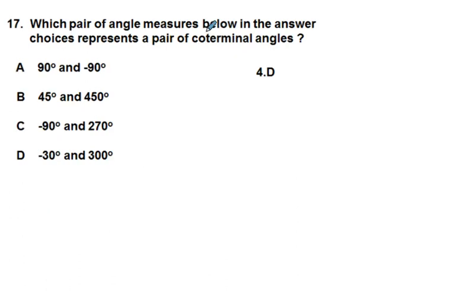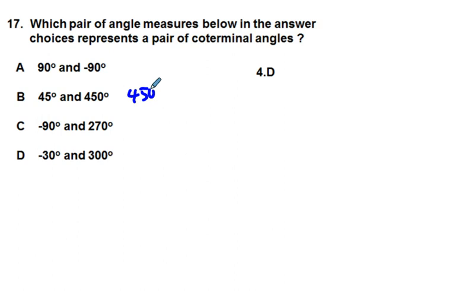17. Which pair of angle measures below in the answer choices represents a pair of coterminal angles? Basically, for coterminal angles, we're looking for angles that are 360 degrees apart, if we're in degrees, or 2 pi radians if we're in radians. So we can, for instance, take answer choice B.